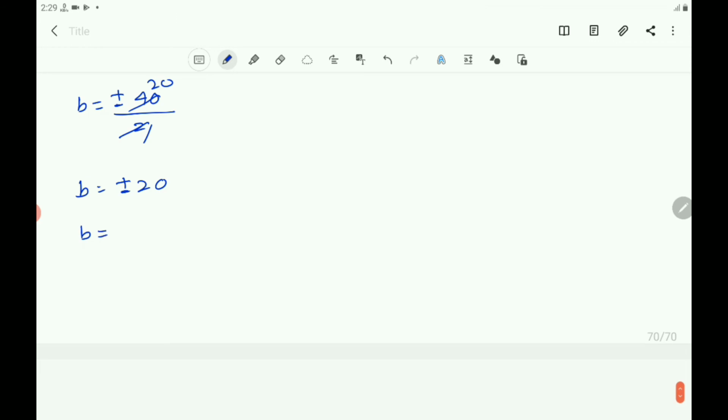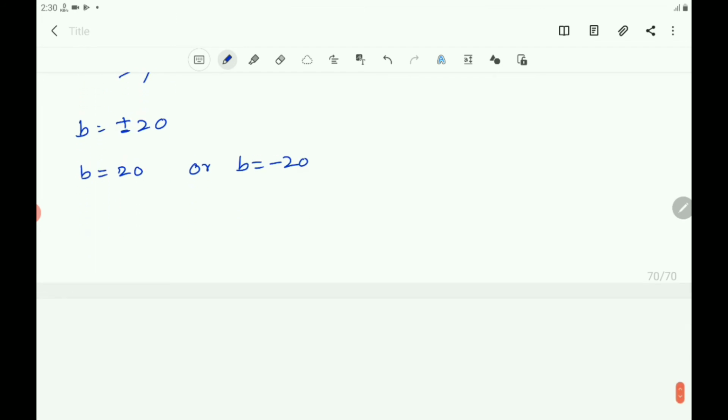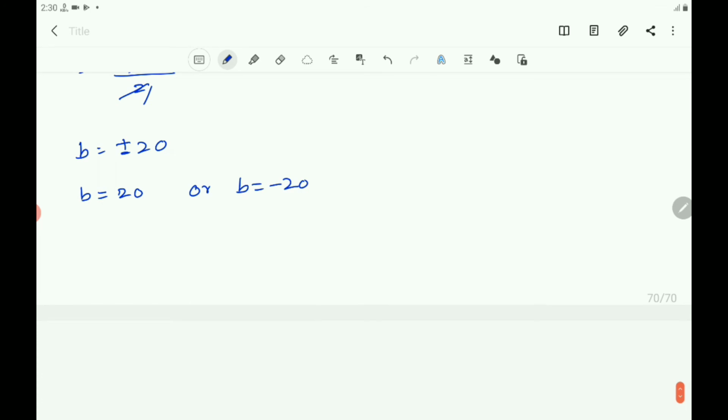It means b equals plus 20. You can write it 20 only. Or b equals, you take minus 20. b equals minus 20. So here, as b is the length of the breadth, that is measurement of the breadth, here we have to take it as positive. Therefore you take b equals 20. Therefore you write b equals 20, that is the breadth.